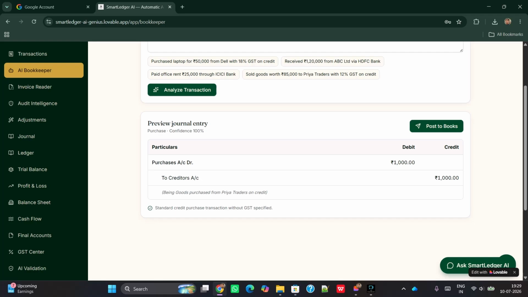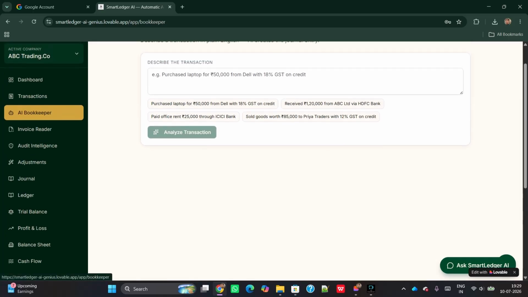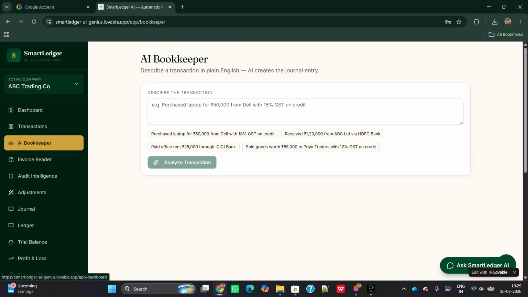So post to the books. Yes, posted to the books, journal, ledger, trial balance, profit and loss, and all the financial statements. Yes, the entry has been recorded successfully in all the books.